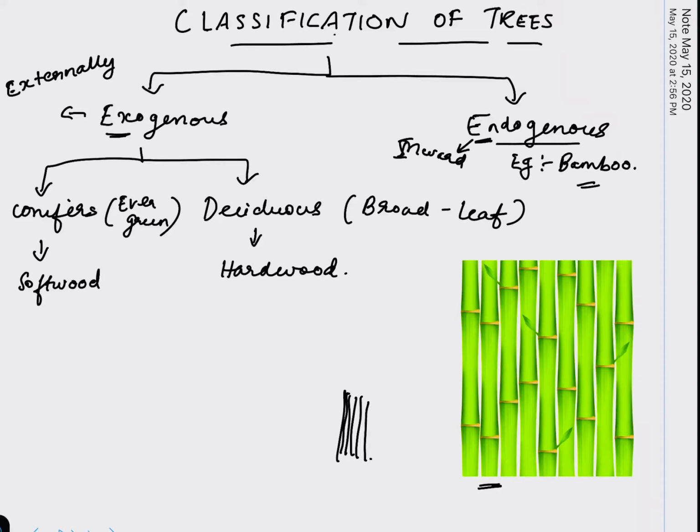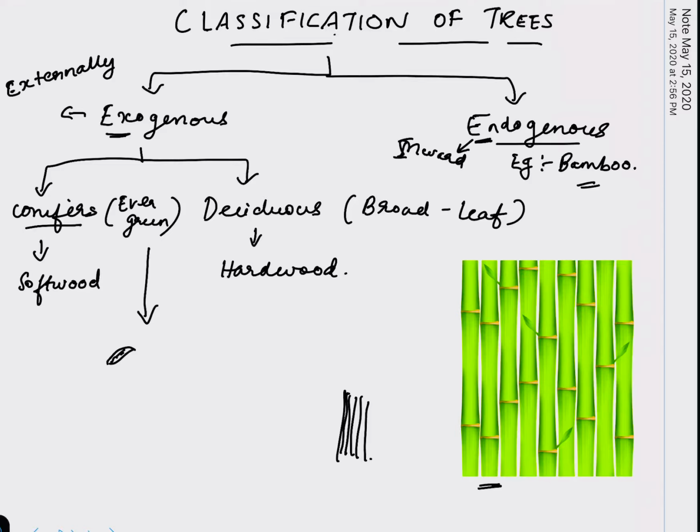Exogenous trees, they are growing externally or outward, and they are classified as conifers and deciduous. Conifers are also known as evergreen trees. Why are they known as evergreen trees? Because leaves will shed only after new leaves come. So always it will remain evergreen. That is why conifers are also known as evergreen trees.